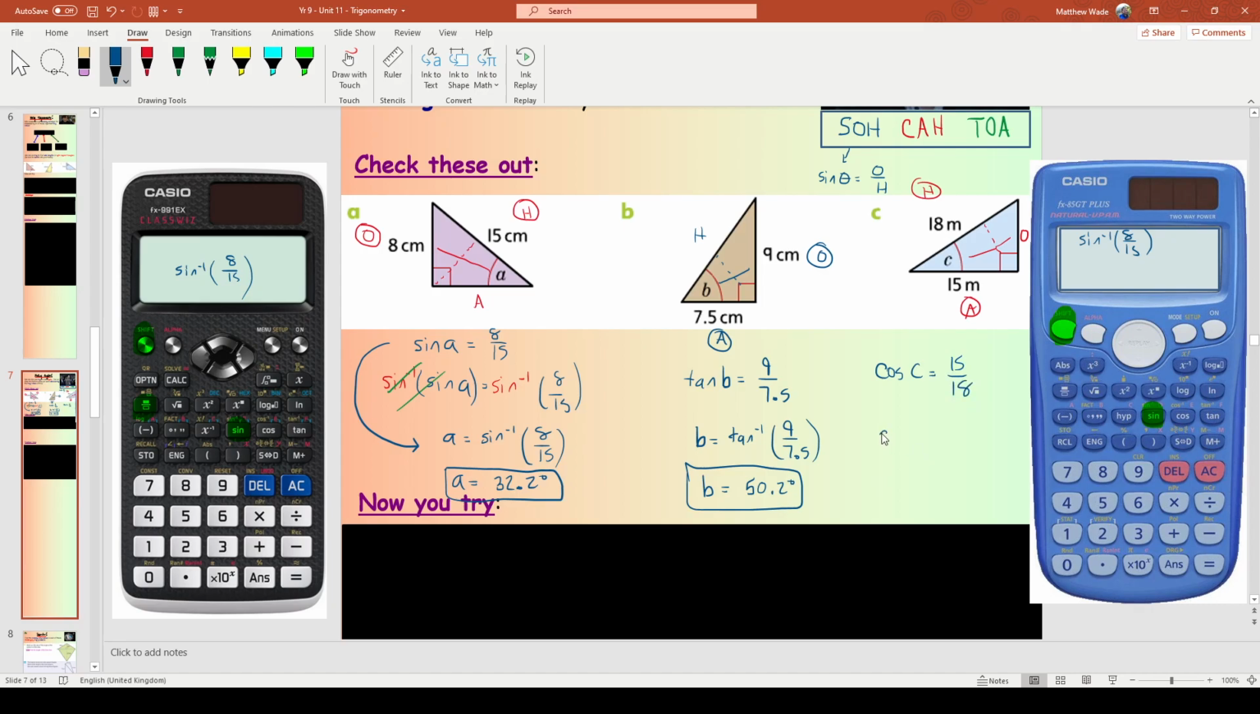That's line 1. Line 2 is C equals cos minus 1 of 15 over 18, because we cos minus 1 both sides to get the C on its own. And the final step is just type it in. Shift cos 15 divided by 18 equals, and it's 33.6. And that should be your final answer. Cool beans, my buddies? Right.